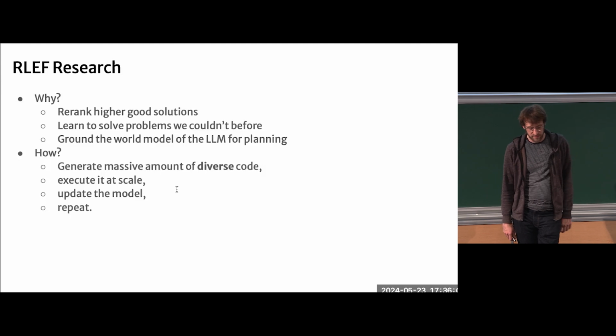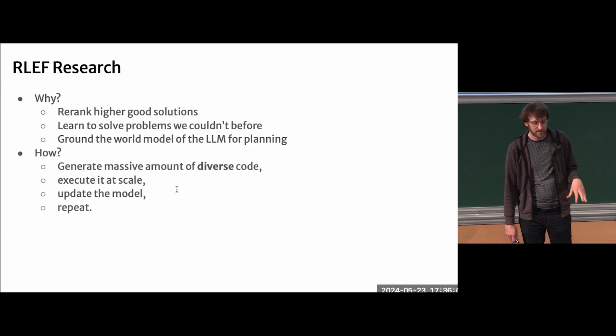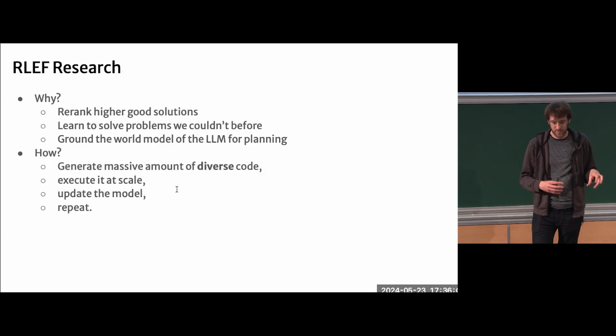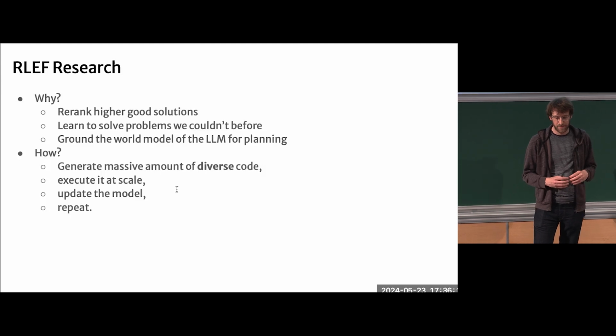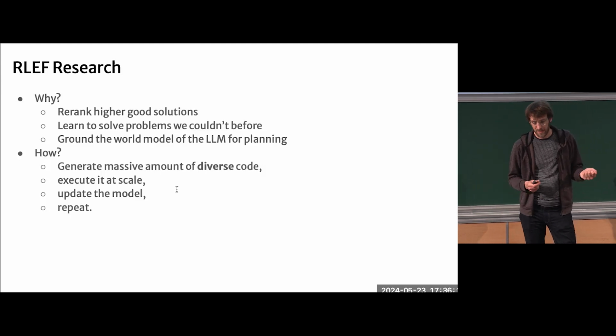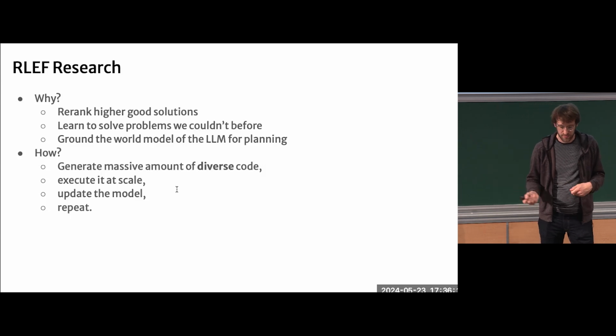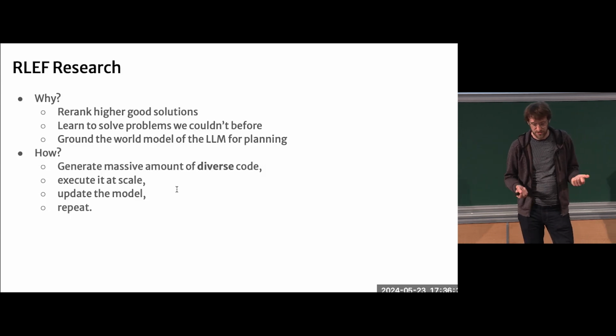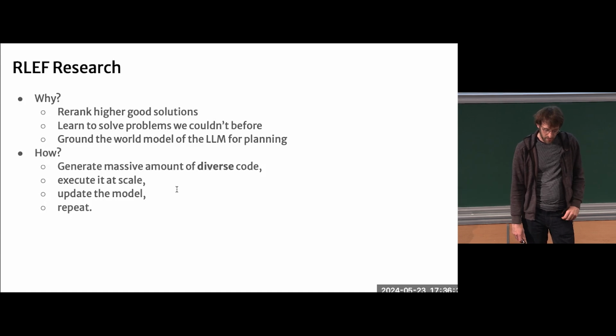And finally, another reason to use that is simply to ground the world model, so that the model is more likely to understand what is the acceptable range of inputs and outputs for the programs it generates, or actually where a solution fits better than another.